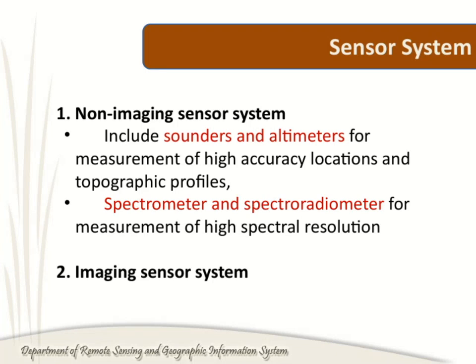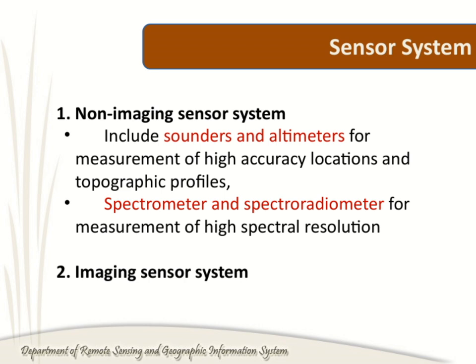Now, let's take a look at the non-imaging sensor system. This system includes sounders and altimeters, which are crucial for measuring high-accuracy locations and topographic profiles. They allow us to gather precise elevation and position data, which is vital for many applications. Additionally, we have spectrometers and spectroradiometers, and these instruments are used for measuring high spectral resolution. They help us analyze the Earth's surface and atmosphere in great detail by capturing data across different wavelengths.